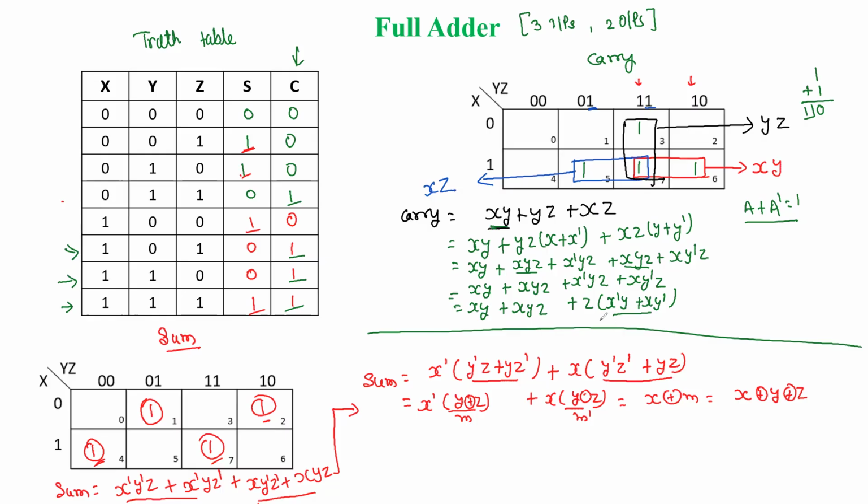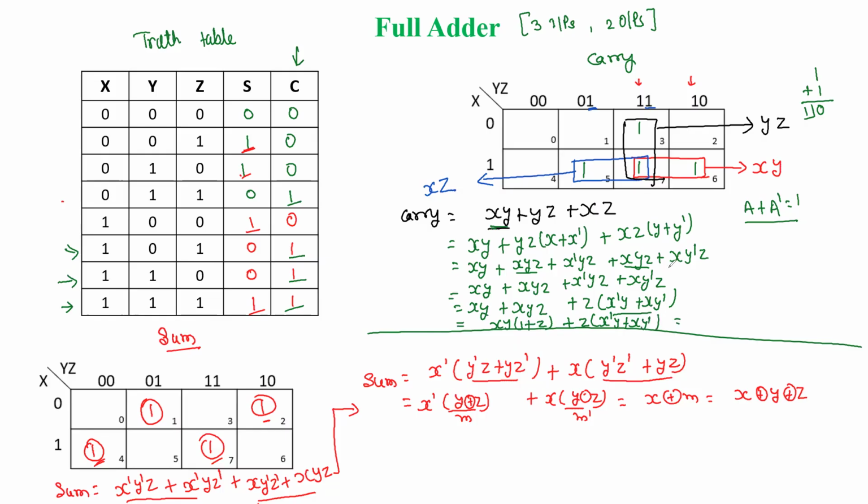Again, here in the first two terms, what is common? xy is common, so we take xy common, giving 1 + z. You know that this is the OR gate: if any one input is high, the output will be high only. So this one we write as it is.